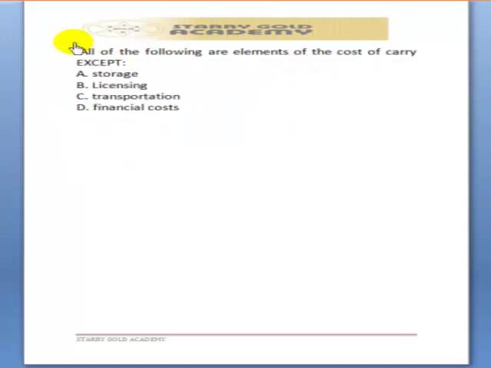And the third question says, all of the following are elements of the cost of carry except what? We have storage cost, we have transportation, we have financial cost. This is not. So our answer is B. Nothing like assessing cost as part of the cost of carry. No, cost of carry is what it takes to carry an asset to expiration or to the delivery date. Question 4.